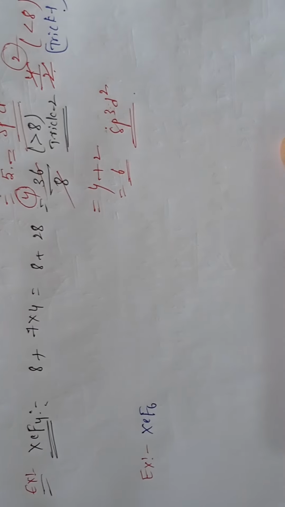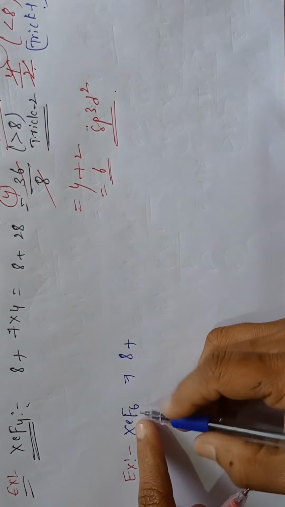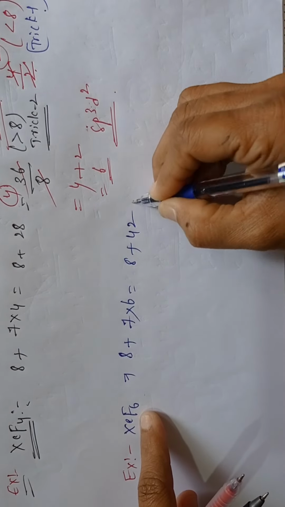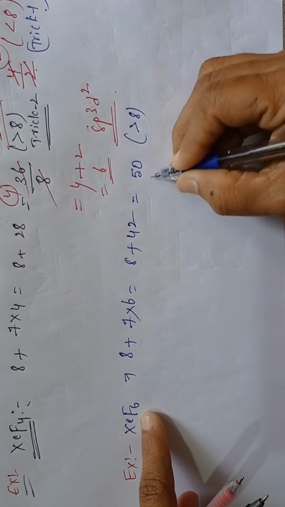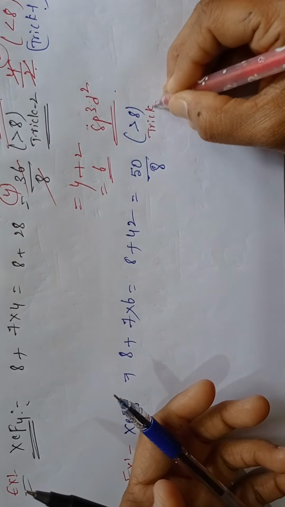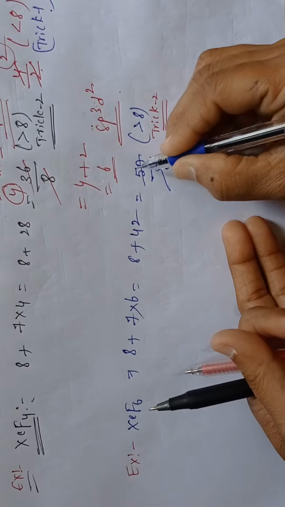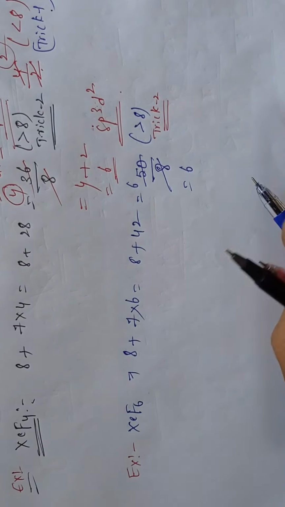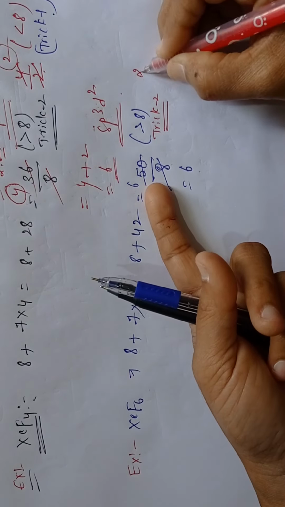XeF6. Now see, here also same. Xenon has 8 valence electrons, fluorine 7, and 6 atoms are there. 8 plus 6 sevens are 42. 42 plus 8, how much? 50. It is greater than 8, so should divide with 8. Sorry, this is trick number 2. Now 50 by 8: 6 8s are 48. 6 I am taking. Now how much is left? 6 8s are 48, so here still 2 is left.